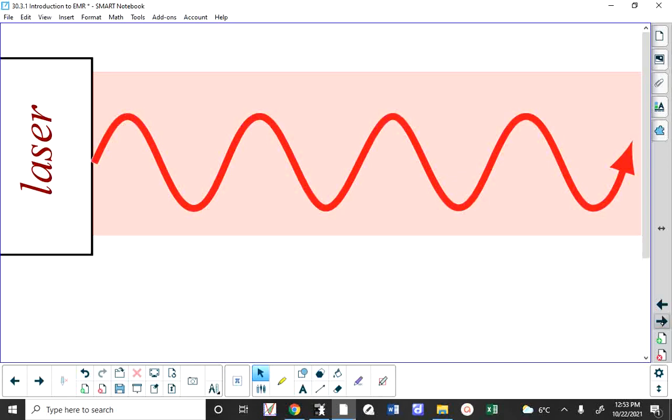Okay. On the other hand, there are also theories that we need to explain the behavior of light when it does other things. Light does other things that waves can't do.